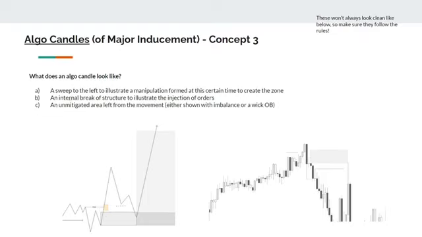And C, we need an unmitigated area, so this can either be an imbalance or a wick OB. But it needs to show that the order block is unmitigated. We haven't tapped into the money yet. So here's just illustrating imbalance, internal break of structure, sweep of liquidity. Okay, OB forms, we have a major inducement, and then we run.